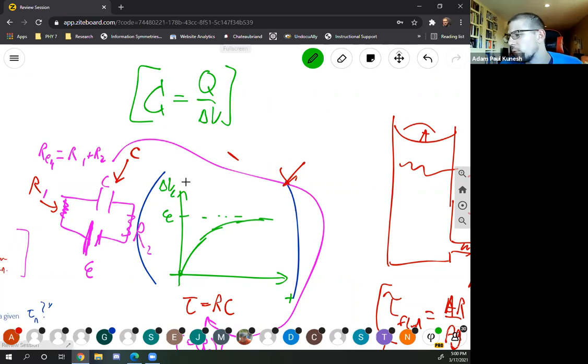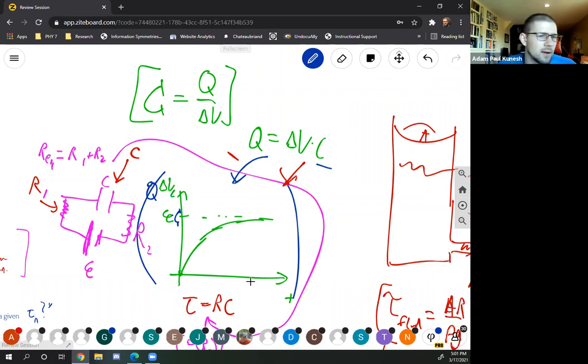So if I wanted to convert this voltage graph to a charge graph, I just multiply by C. So Q across the capacitor is delta V times C. So it's going to have the same look as a voltage graph. It's just going to be scaled by C. So it'll look identical to this, except instead of being delta V up here, it'll be Q up here. And instead of being E, it'll be E times the capacitance. Other than that, it'll look identical. So it's just a scaled version of the same graph.